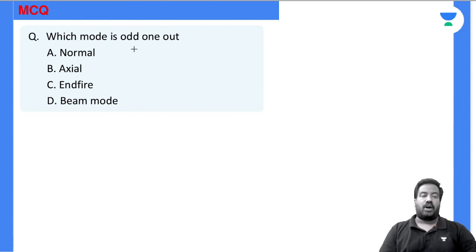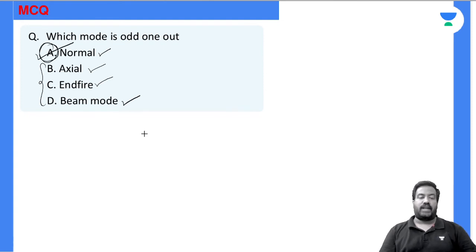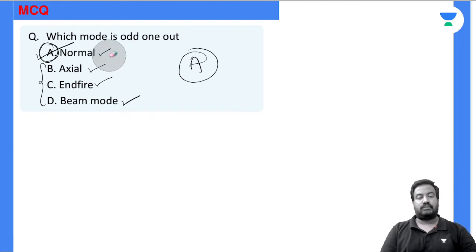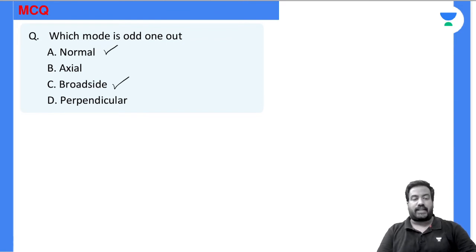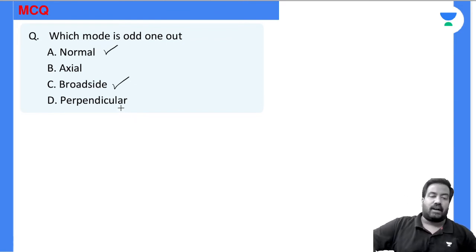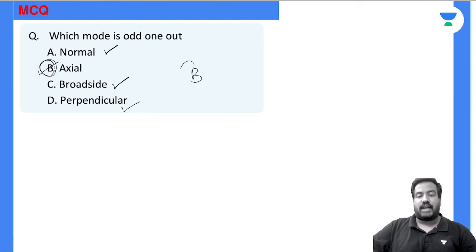Which mode is odd one out? Normal mode means it radiates perpendicular to the axis; axial, endfire, and beam mode are along the axis. B, C, D are the same. This one is the odd one out. Option A is the answer. Which mode is odd one out? Normal, axial, broadside. Normal mode, broadside mode, or perpendicular mode, radiation perpendicular to the axis, all are the same. This axial is the odd one out. Therefore option B is the answer.